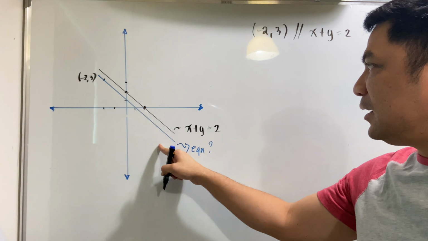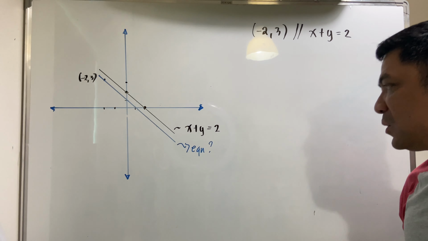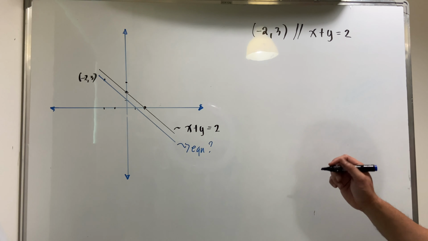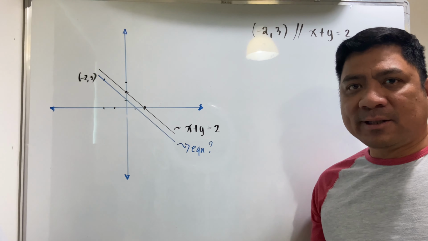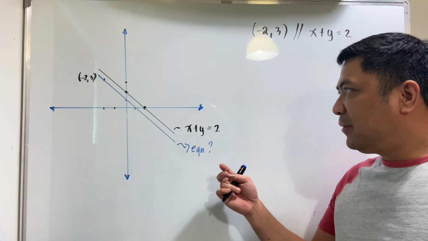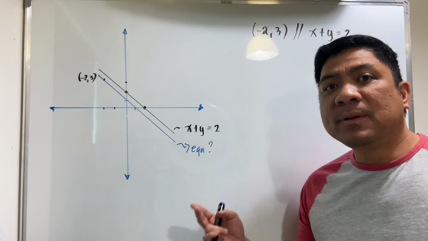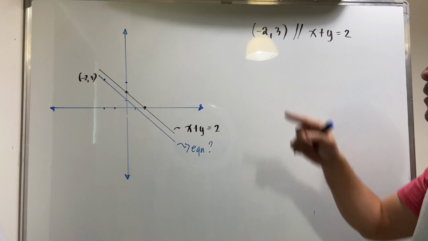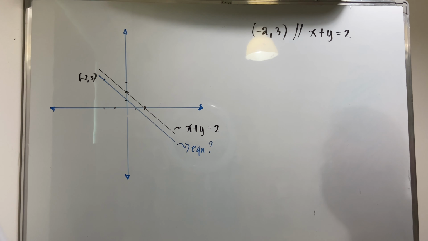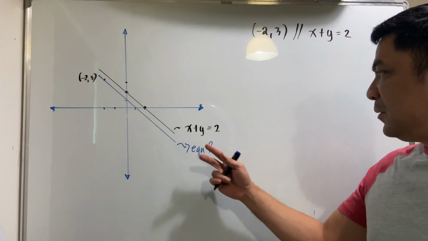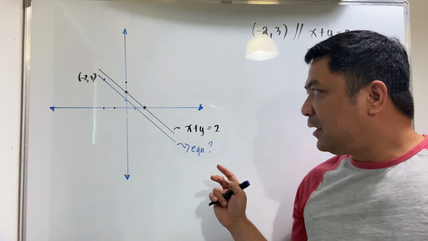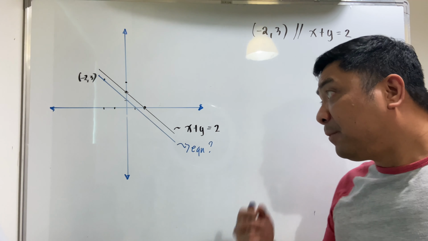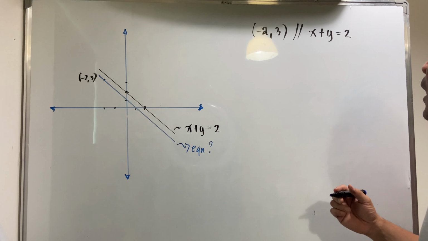So ano ang equation ng line that is parallel to this x plus y is equal to 2. So the hint here is parallel lines are two lines having the same slopes. So ibig sabihin kung ano ang slope nito is also the slope of the other line. Okay? So, sabi nga nila, parallel lines, if you will extend them infinitely, they won't intersect each other. Okay? So, how do we get that one?